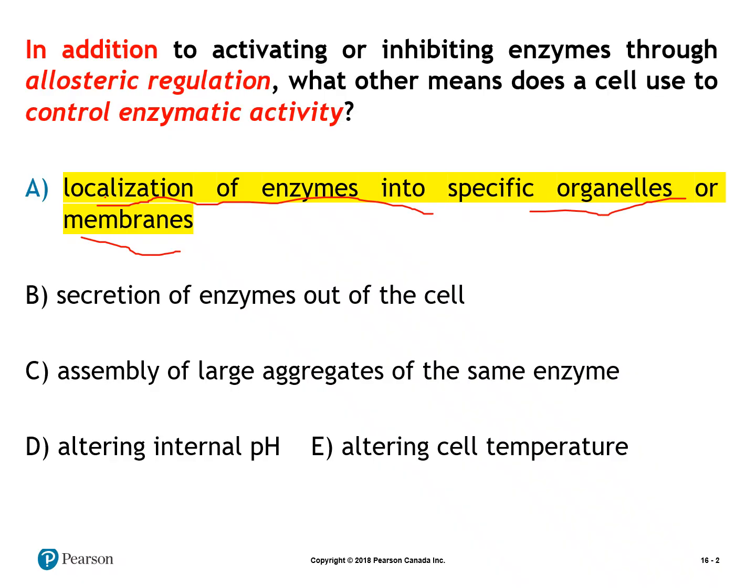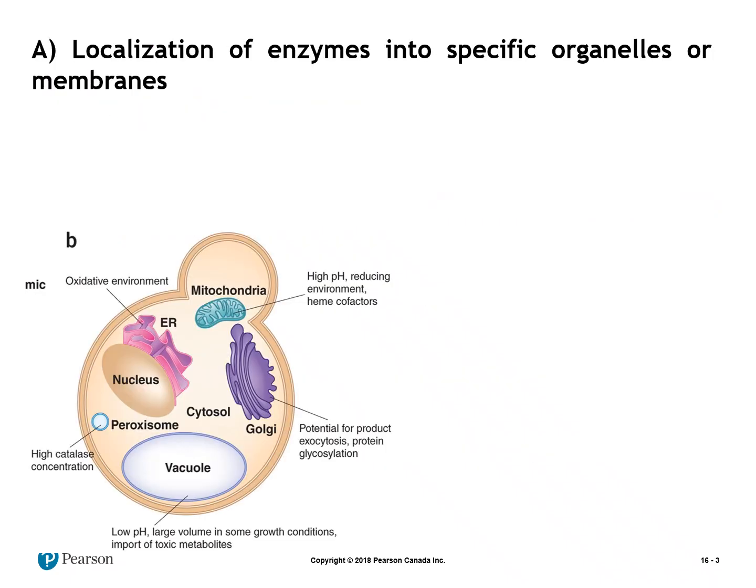You will see that the other options either don't work, or are not a consistent mechanism by which the cell is able to control enzymatic activity. So let's start with the first one. Okay, so here is the best answer, and here I show you a diagram that explains that. You can see that the enzymes are localized into specific organelles or membranes. This property is called compartmentalization. The cell makes compartments, and in that way you can have enzymes in specific places.